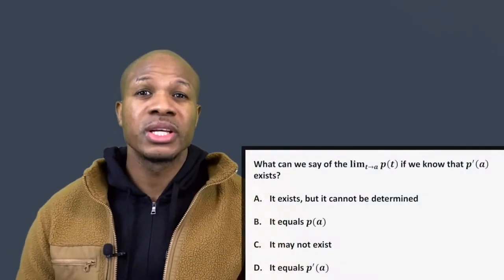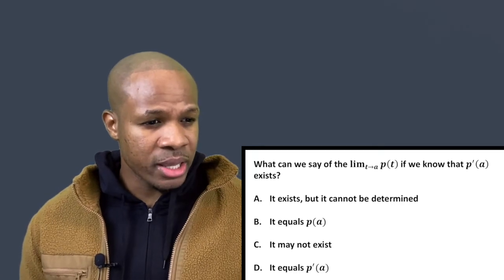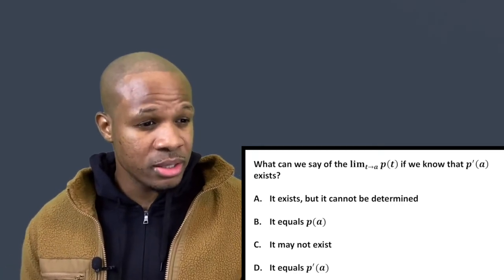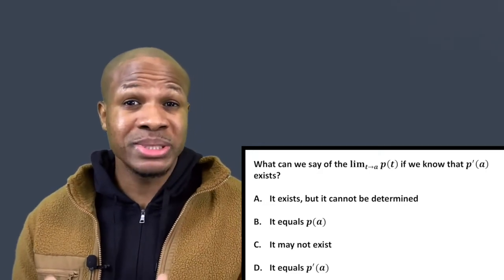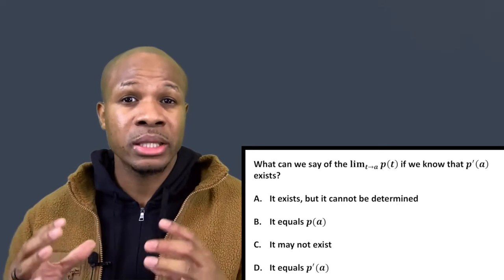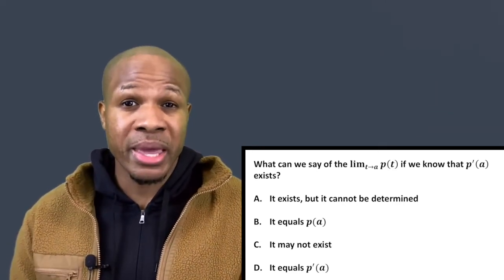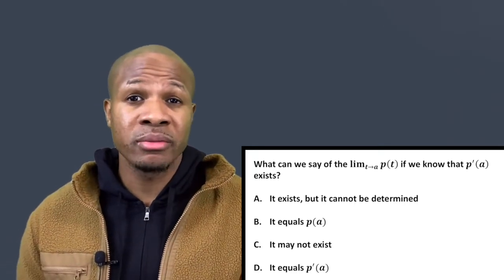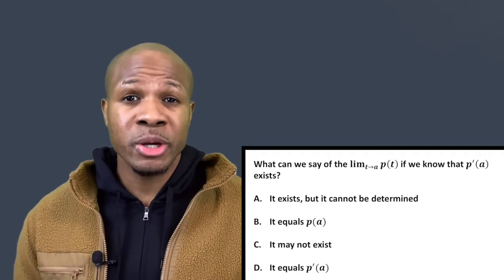Question number 1. Question number 1 says, what can we say of the limit as t goes to a of the function p of t if we know that p prime of a exists? So here we're interested in some time a, and we know that the derivative exists at time a, which means that the object was moving in a continuous and differentiable manner at time a. So now when it comes to finding the limit of the position function as time approaches time a, what is that limit going to be?